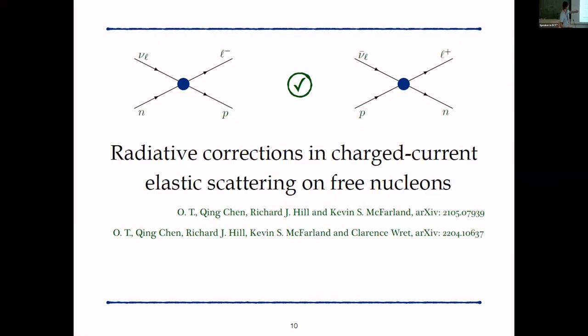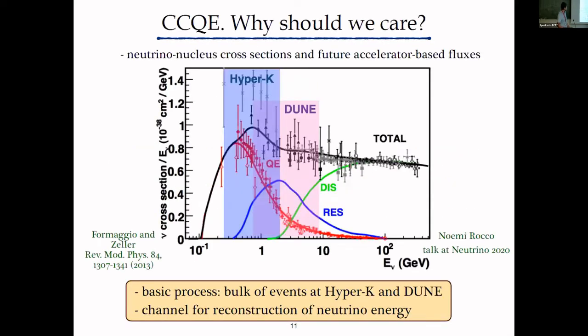Why do we care about this process? First of all, it's a basic process of the so-called charged current quasi-elastic process inside the nucleus, which is shown here as QE. On this plot, I show the cross-section divided by the neutrino energy as a function of the neutrino energy, with different mechanisms which contribute to the cross-section and the ranges of the experiments Hyper-K and DUNE. The quasi-elastic region is pretty important for Hyper-K and also for DUNE. That's why it makes sense to study it in detail. Also, this process serves for the reconstruction of the neutrino energy.